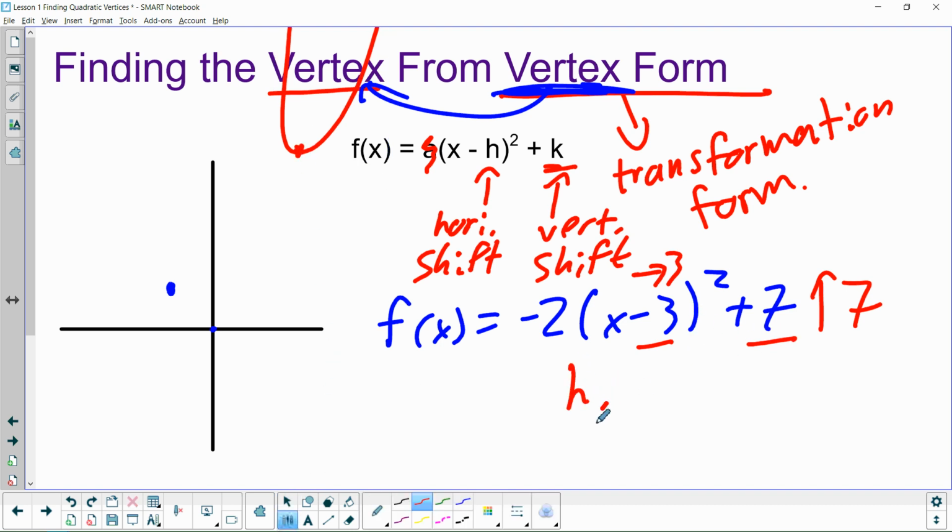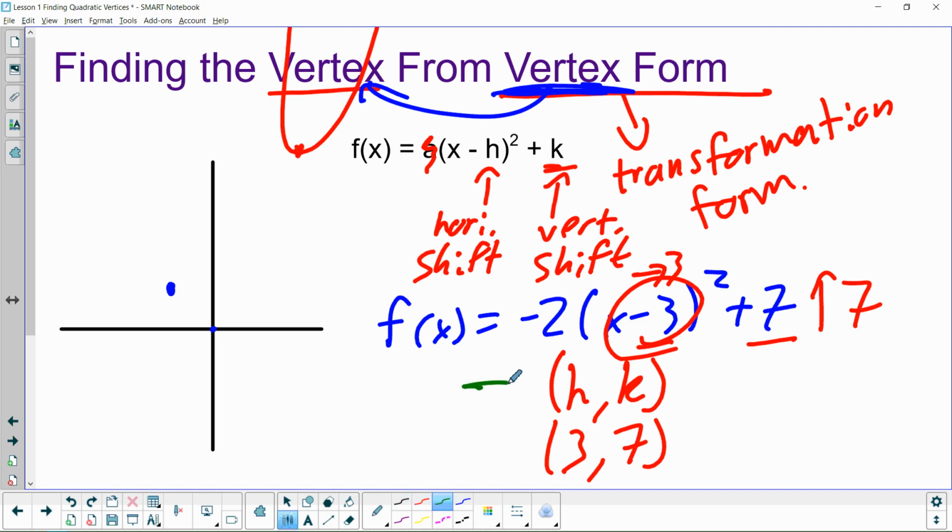The h value is switched. If it says negative 3, h is positive 3. Remember, it's backwards. Okay, so that's an important thing we're going to want to remember for later. Vertex is at h, k. That's our vertex. That's why it's called vertex form. This isn't on your homework, but you're going to need to know it later. So thank me later.